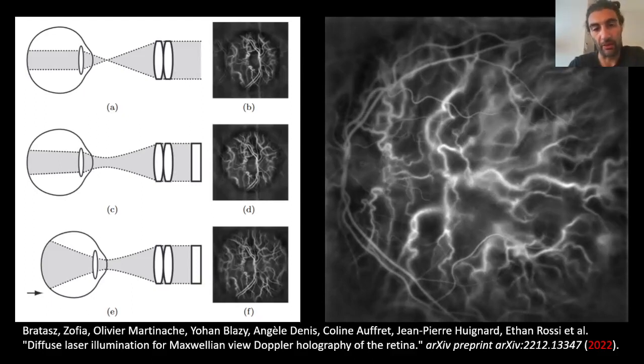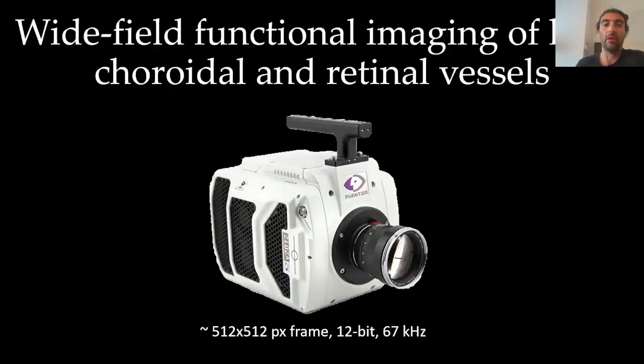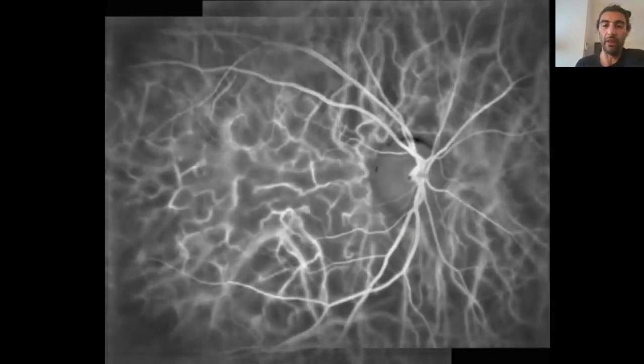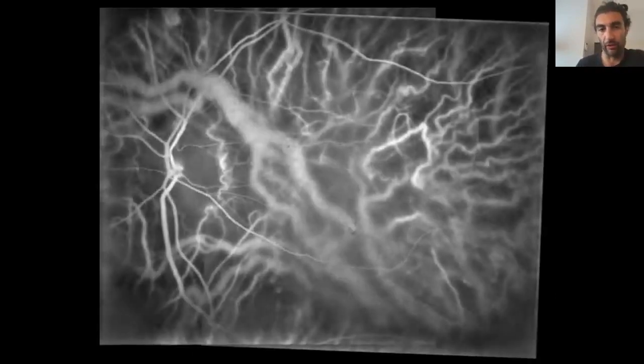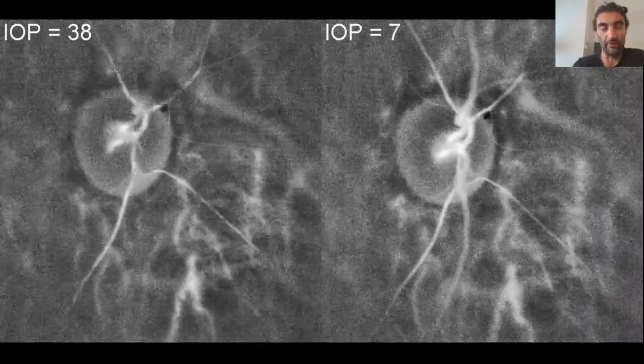And that's also something that we can do. We can move the eye of the patient closer to the eyepiece in order to increase the field of view and get those beautiful wide field functional images of the eye fundus of our patients that will mix the signal in the retina and the signal from the choroid.